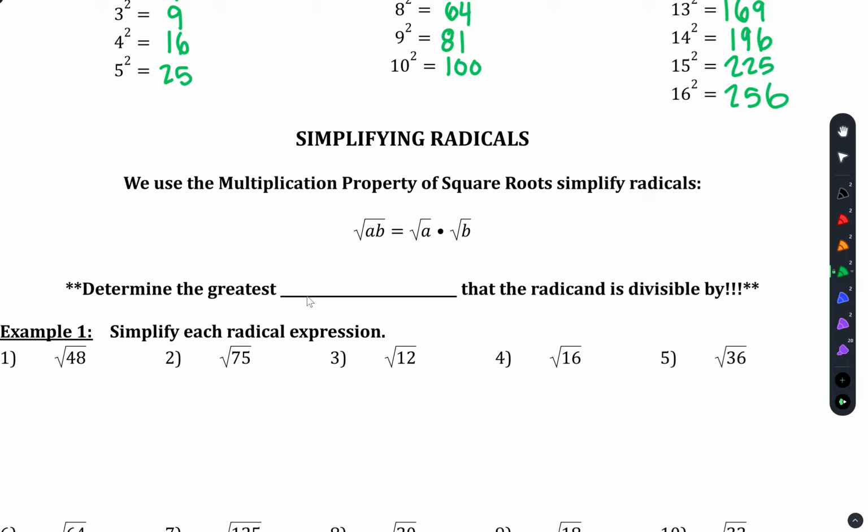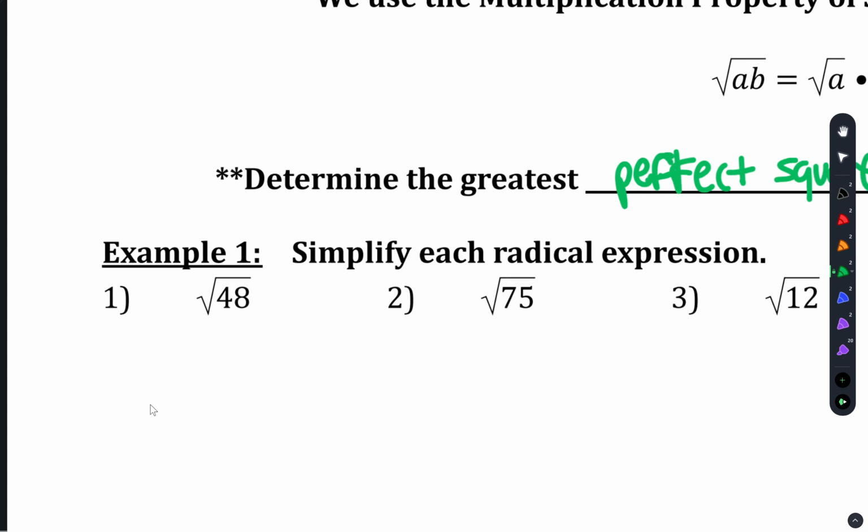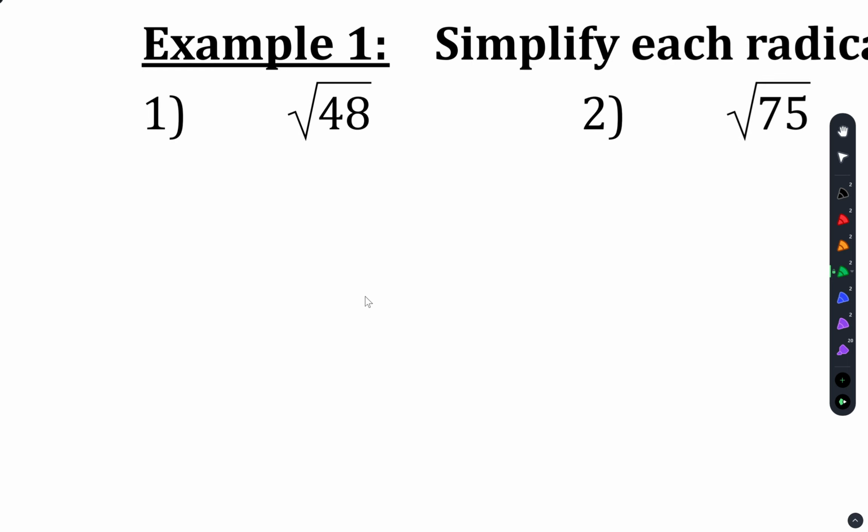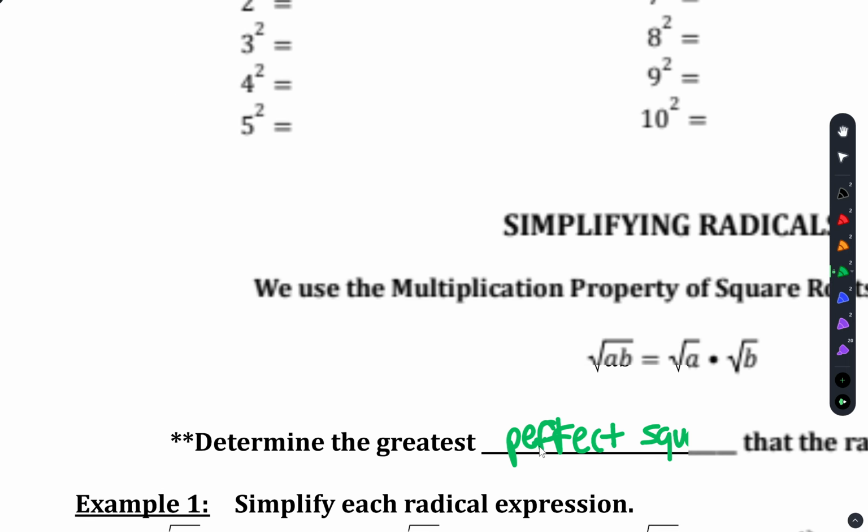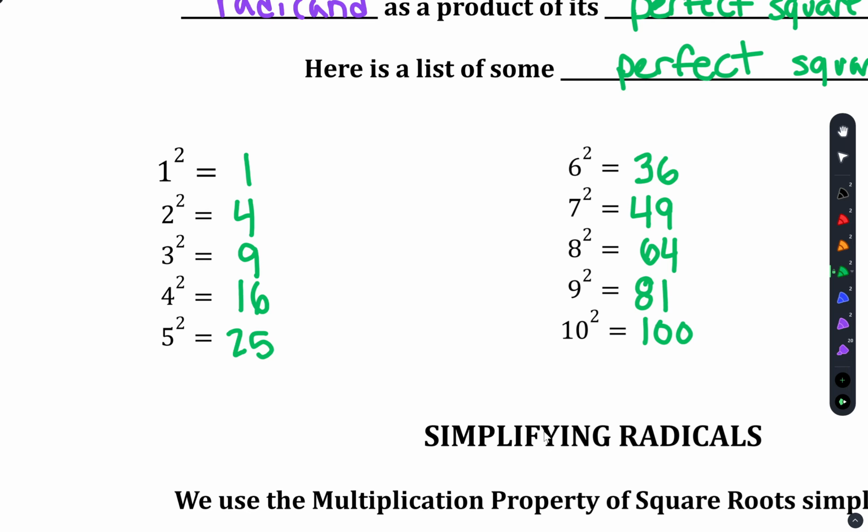Determine the greatest perfect square factor. So we're going to determine the greatest perfect square that the radicand, the thing on the inside, is divisible by. Imagine like what we were doing yesterday, the exact same thing, except now we're going to put a radical around the whole thing. So let's take a look at number 1. What is the largest, the greatest perfect square factor that we can take out of 48? Look at your numbers. The largest that comes out evenly. 16. 16 is the largest.